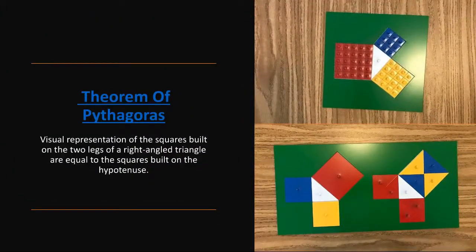A visual to manipulate and prove the Pythagorean theorem, that the sum of the squares built on both the legs of a right angle triangle equals the square built on the hypotenuse, is such a marvel of Montessori.